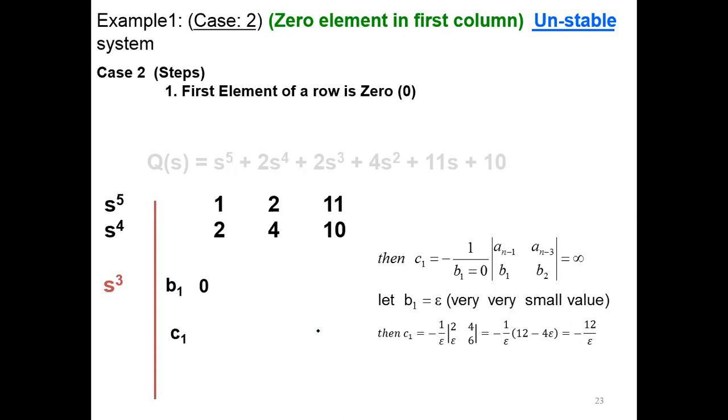We will proceed in the same way. Like here we have minus, instead of 0 we will write epsilon here. Here we will have minus 1 over 2, 10 minus 22, like this. So 10 minus 22 will be equal to minus 12, so positive 6. So here we will have 6.